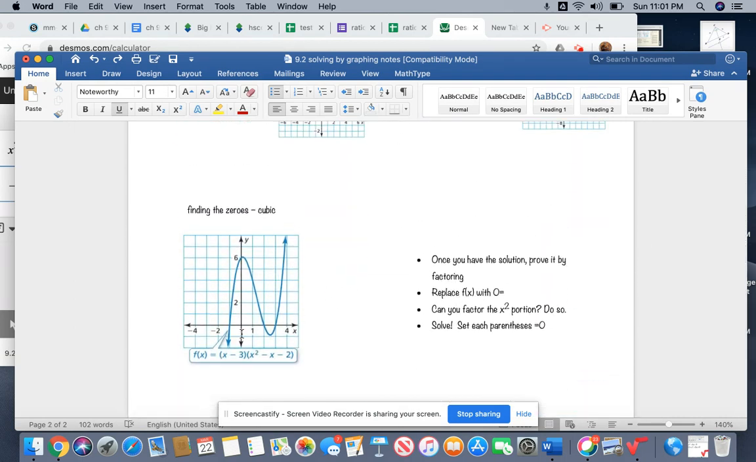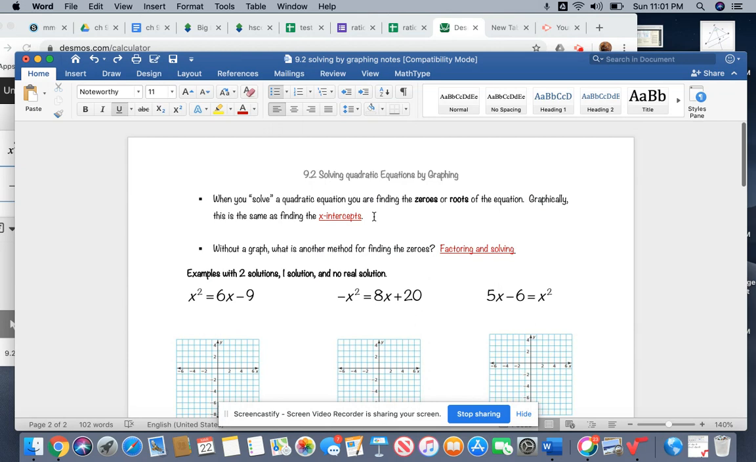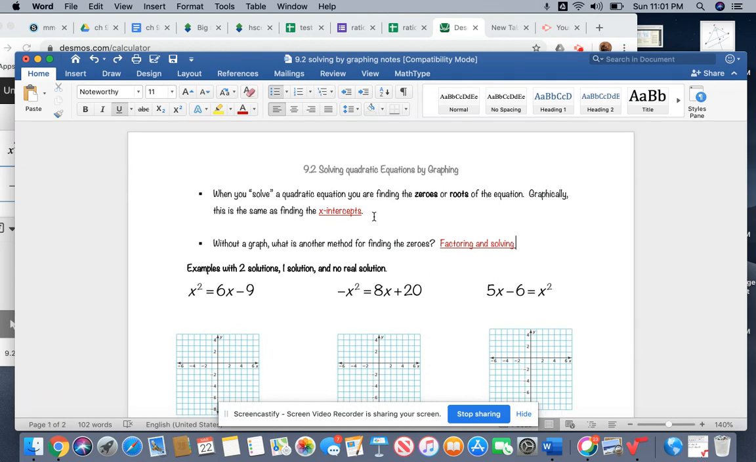One thing I do want to let you know is I don't want you to panic if you have something that's a cubic or a weird shape. Remember, solving, you're just finding the x-intercepts. So try these different ones out. And if you have any questions during class, you can ask away.